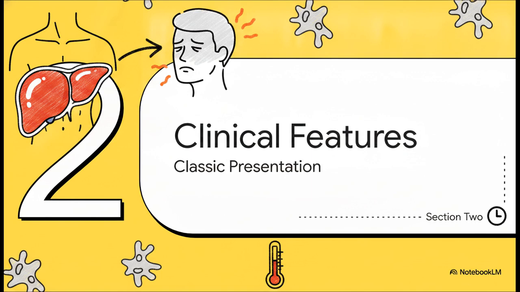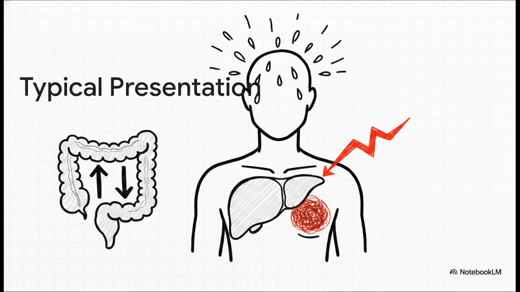Moving right along to Section 2, Classic Clinical Features. You really need to know how to spot this patient in a clinical vignette. You've got to list these classic symptoms. They're typically going to have a swinging temperature and profound sweating. Now, because the abscess is usually in the right lobe, it stretches the liver capsule and irritates the diaphragm, which gives you that classic referred pain straight to the right shoulder. You're also going to find an enlarged tender liver, which we call hepatomegaly.